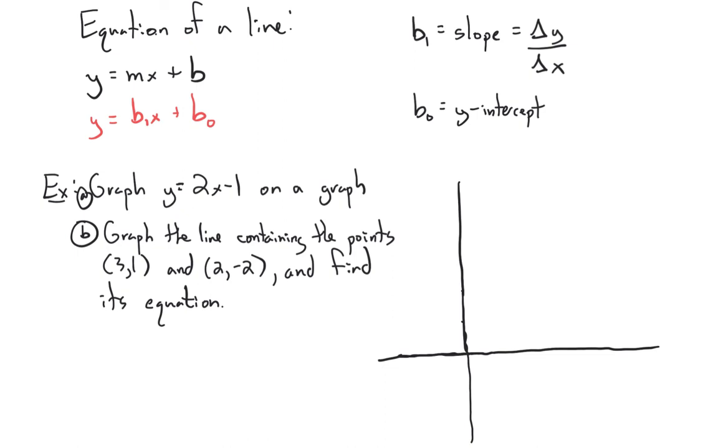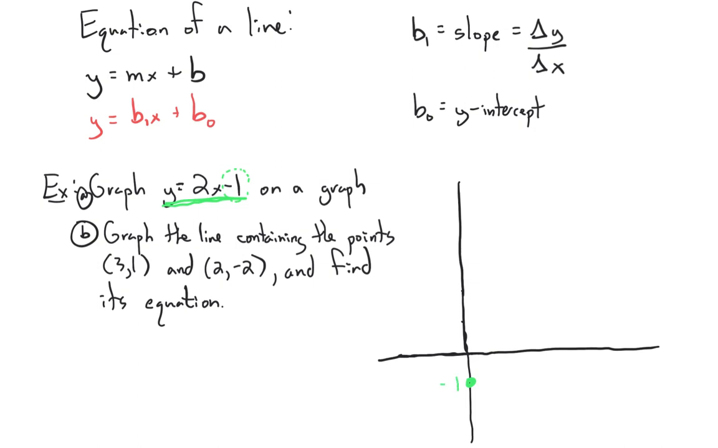Okay, now that we're back, so I have the line y equals 2x minus 1. I'm going to graph this in, let's say, green. So here is my y-intercept. So I know it cuts the y-axis at y equals negative 1. So there's negative 1 there.